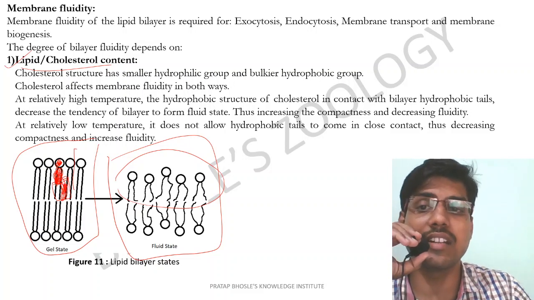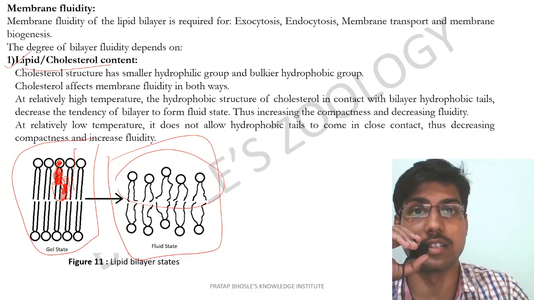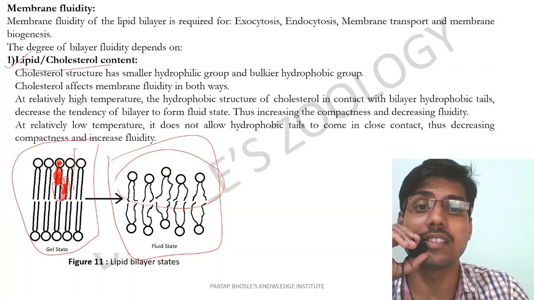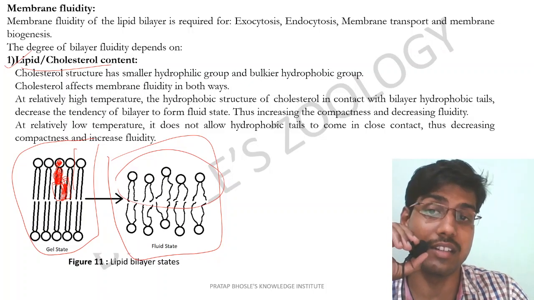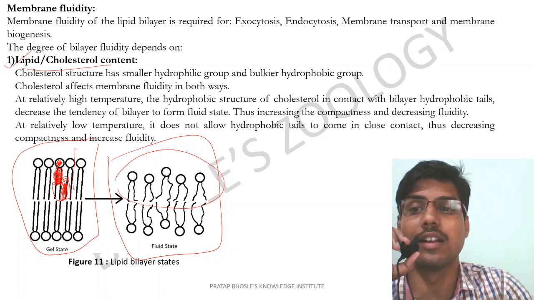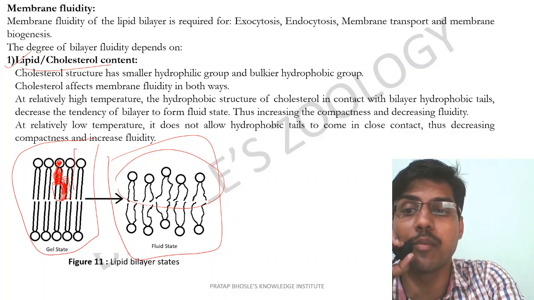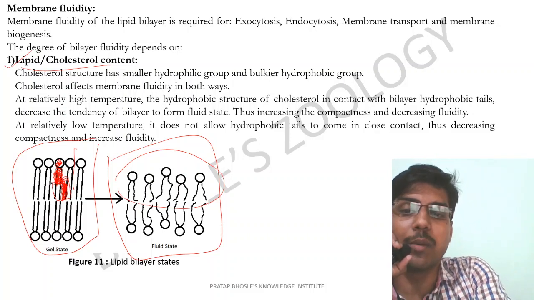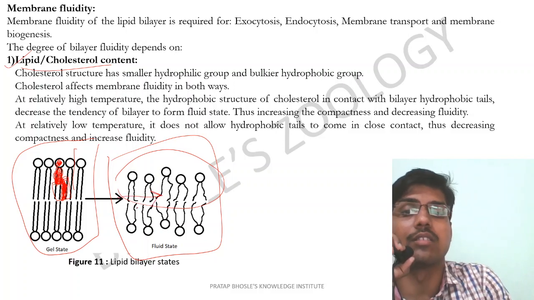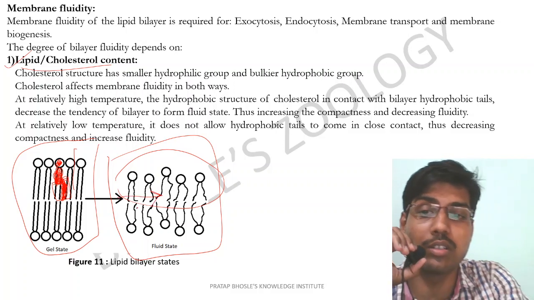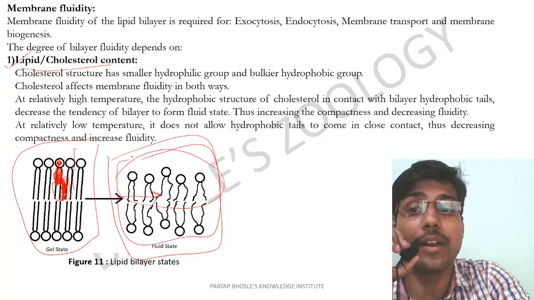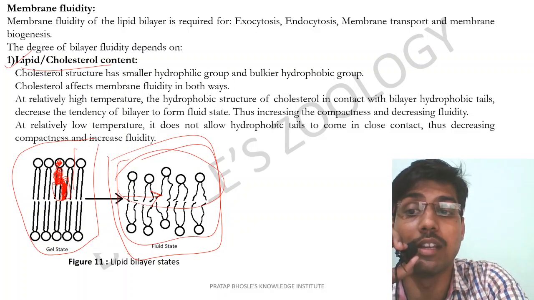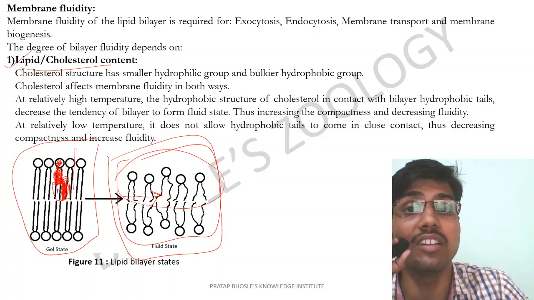It decreases the tendency of the bilayer to form a fluid state, and this increases the compactness and decreases the fluidity. Now, how does it decrease the tendency of the bilayer to form a fluid state? If this hydrophobic tail is not here, consider this hydrophobic tail is not there, this membrane can easily transition into this phase of fluid state. But because of this hydrophobic tail, the interaction with other hydrophobic tails of the lipid molecules increases.